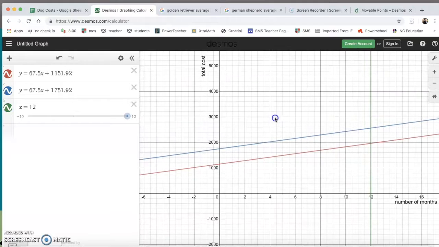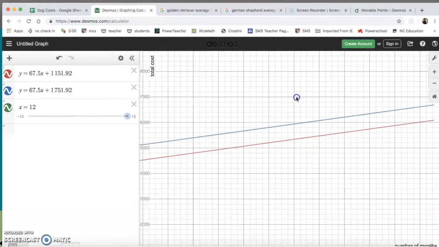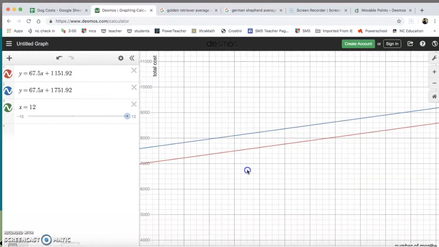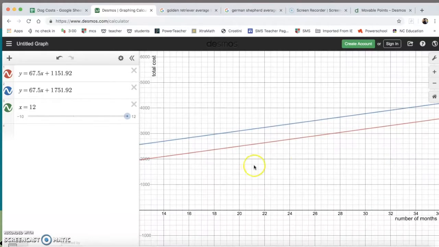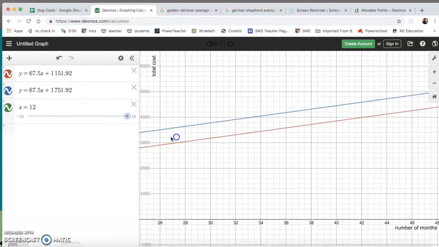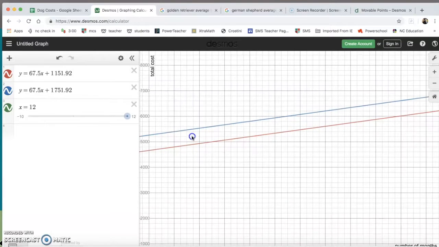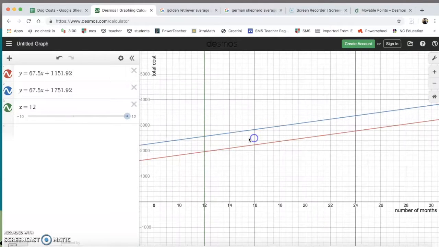And then, if you look along this graph, you can see that they are the same distance apart. And the reason that they're the same distance apart is that the slopes of these two lines are the same. They both, we're spending $67.50 per month for the dog food, and the only difference is the difference in the original initial cost. So if that's the only difference in price and they're increasing by the same amount, like what you pay each month is the same, then they're never going to intersect. So it's always going to be the same difference in price.